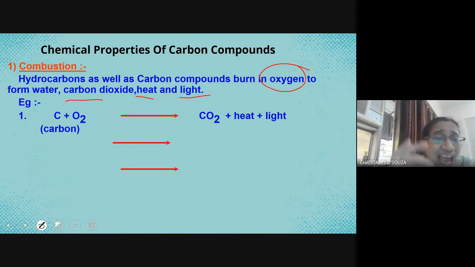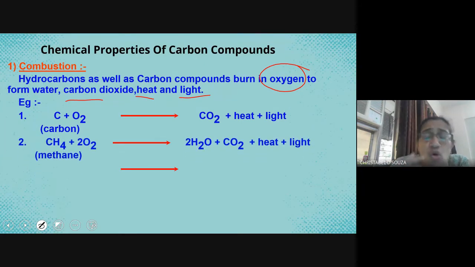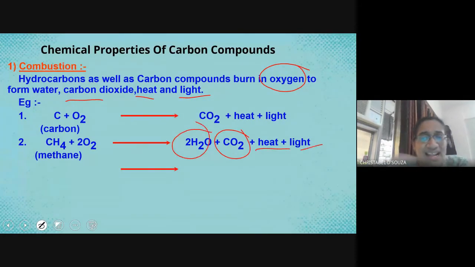Now suppose I talk about methane. Methane is also a carbon compound, boys. Is methane a carbon compound? Yes, methane is also a carbon compound. So what is the formula for methane? The formula for methane is CH4. So when I burn CH4, that is methane, in air, that is oxygen, I get carbon dioxide. Now here there is also water plus heat plus light. Is that clear? So you get water, carbon dioxide, heat plus light.